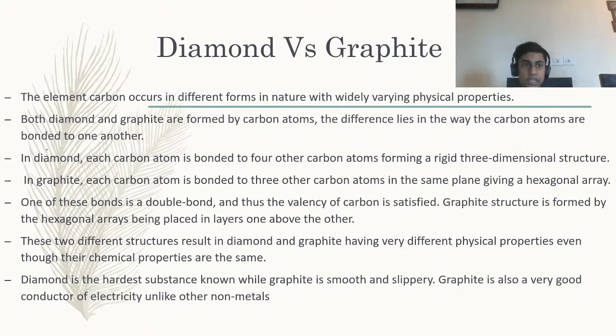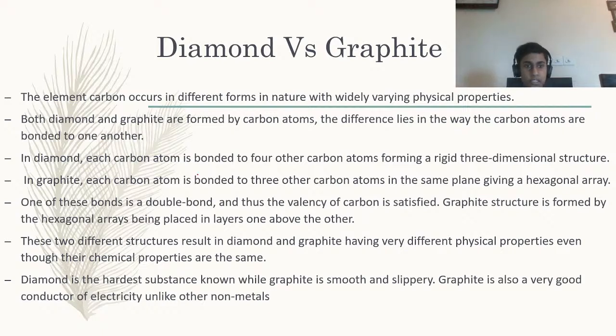Now, we saw that the element carbon occurs in different forms in nature with widely varying physical properties. Both diamond and graphite are formed by carbon atoms. The difference lies in the way the carbon atoms are bonded to one another. Just like we saw, it can be like this, or carbon can be bonded like this. But let's look at graphite and diamond in more detail for now.